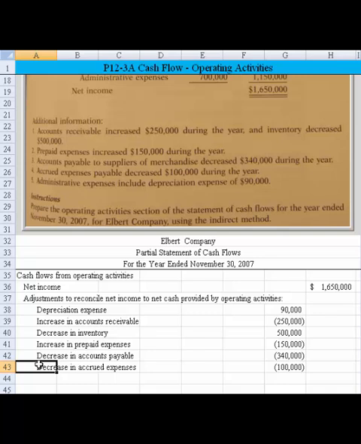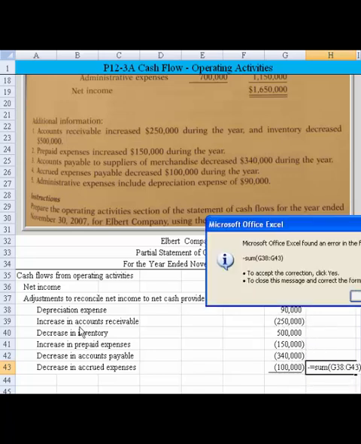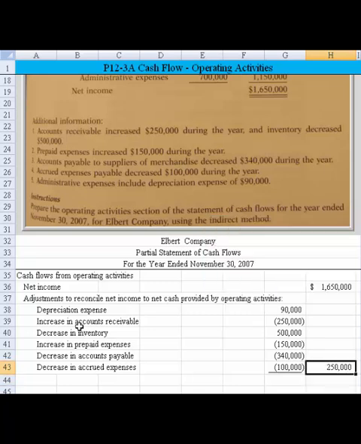And once we have all that, we can calculate the total change. I'll just sum all those changes. Okay, quick formula error, but Excel figured out what I was trying to do. And then we type in net cash provided by operating activities. And we take net income plus the net change.